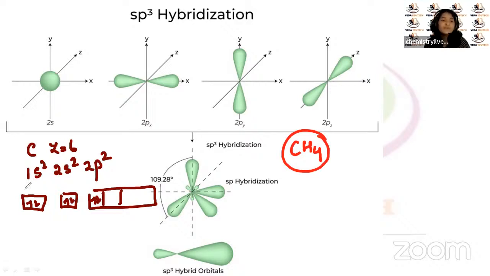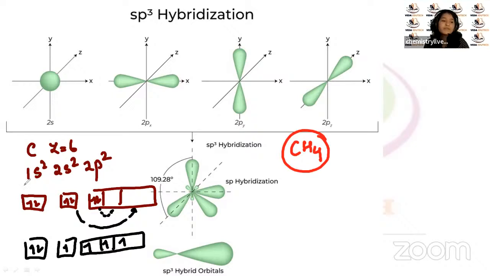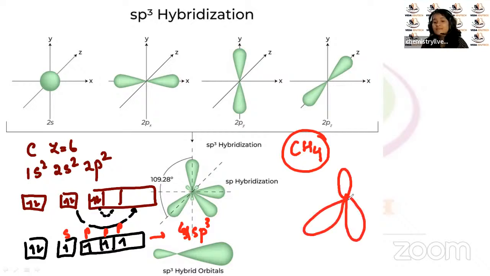Okay, then what we are going to do? We are going to promote. Now we'll promote one here and one will come here. So you are going to have one here and you are going to have 3, a total of 4. Then you are going to have your 1s and you are having 3p. So you are going to get 4 sp3 hybrid orbitals. And how does it look like? It looks something like this.